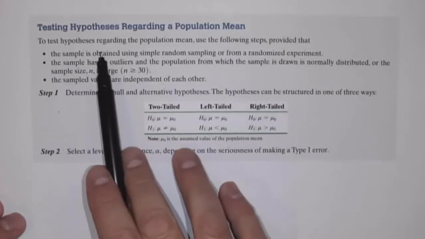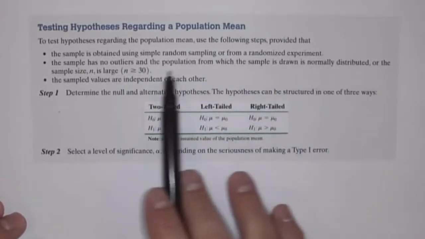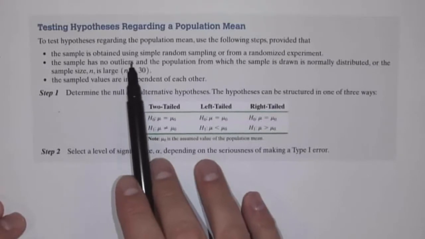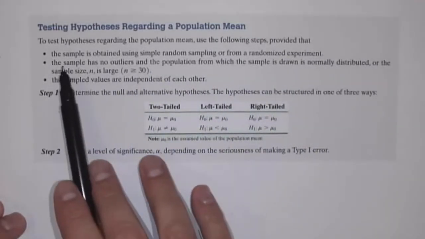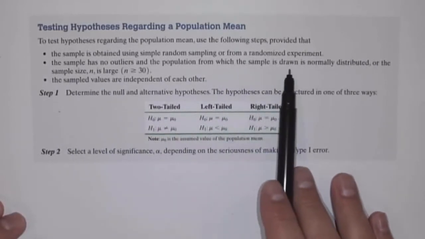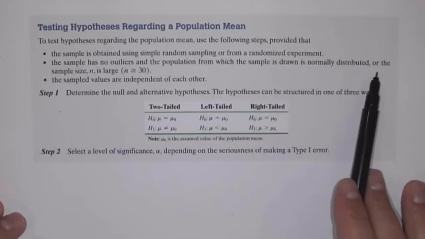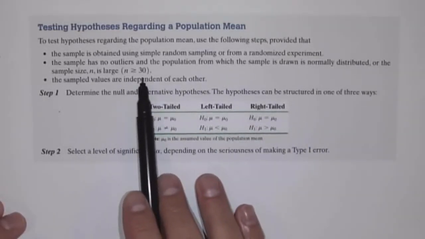So to test hypotheses regarding the population mean, use the following steps provided that the sample is obtained using simple random sampling or from a randomized experiment. The sample has no outliers and the population from which the sample is drawn is normally distributed, or the sample size n is large. In other words, n needs to be greater than or equal to 30.